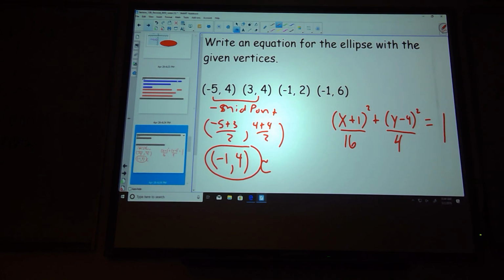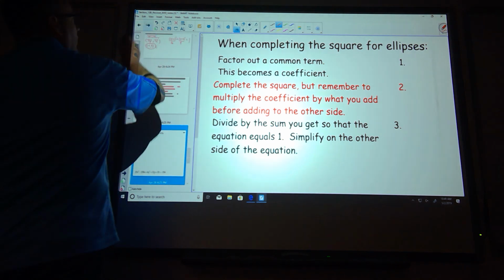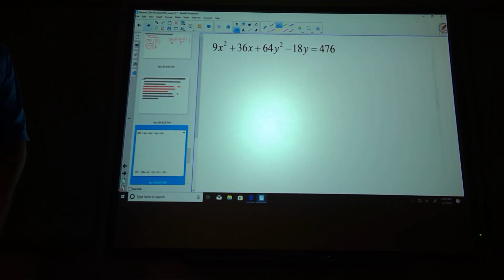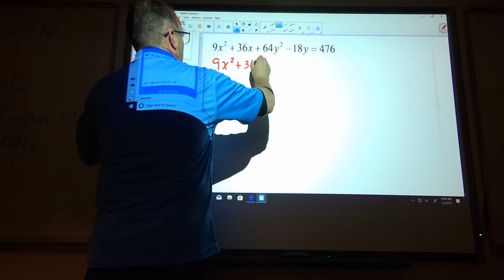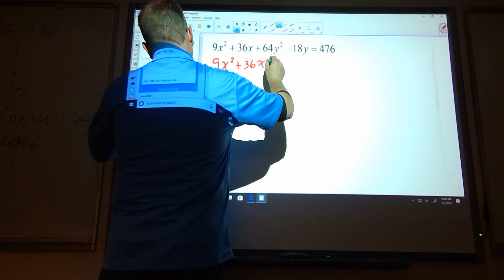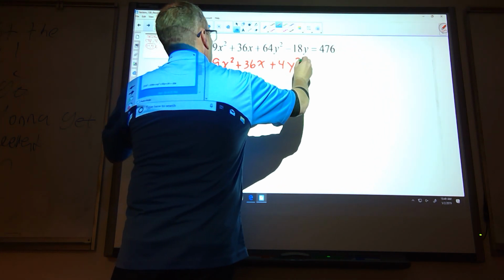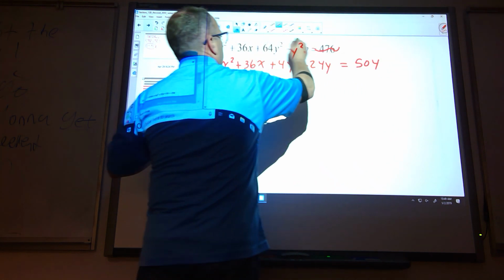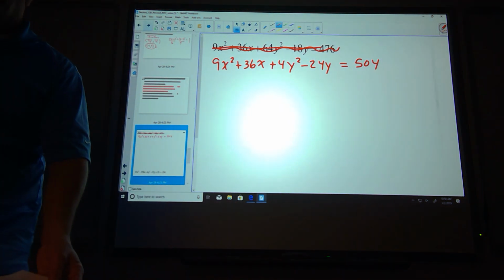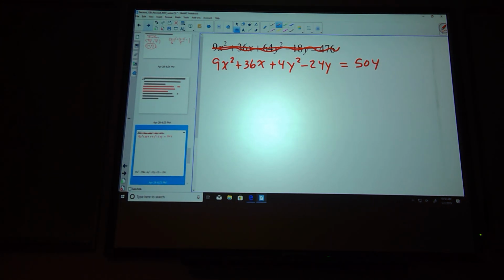Good, nice. You have to complete the square with me? Yeah, let's have some fun. All right, so I got to change this one a smidge. How do you complete this? Watch this. This is such a good problem. There's one thing you're going to change on this problem. You're changing that 64. You're changing it to a 4y squared minus 24y equals 504. Was it written wrong? Trust me, it would have been ugly.